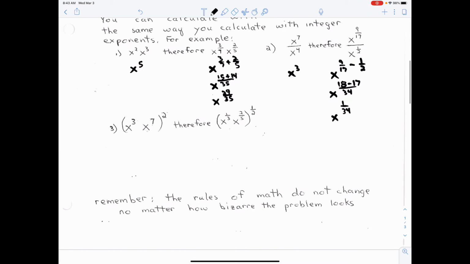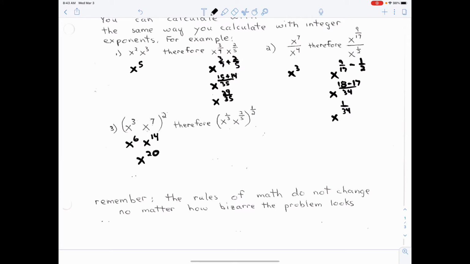Okay, what do you do here? You multiply the exponents. So we have x to the 6, because 3 times 2 is 6. X to the 7th is x to the 14th. And then we'd add them. So we get x to the 20th.